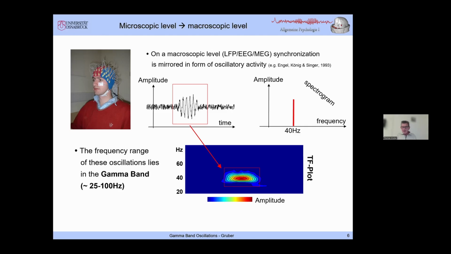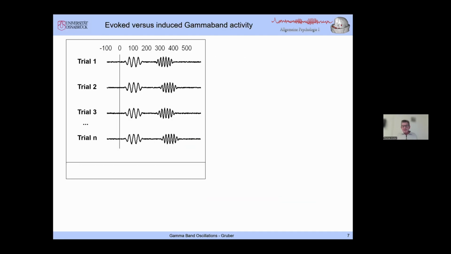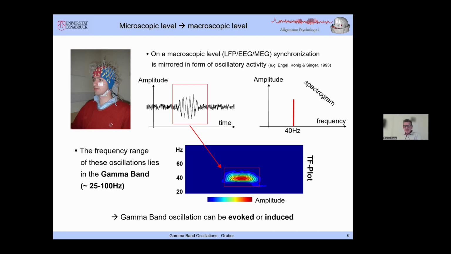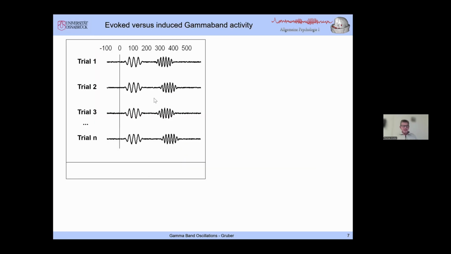And one more thing you need to know from a methods perspective to understand what I'm going to say is that you can differentiate between oscillations which are evoked or induced. So there are evoked and induced gamma oscillations. An evoked oscillation is the following. If you look at this figure here, then you see a time by amplitude plot of an oscillation in a number of exemplary trials. And around 100 milliseconds, right after stimulus onset at 0, you see an evoked oscillation. You see that this oscillation looks exactly the same in each experimental trial. It's time and phase locked to stimulus onset.